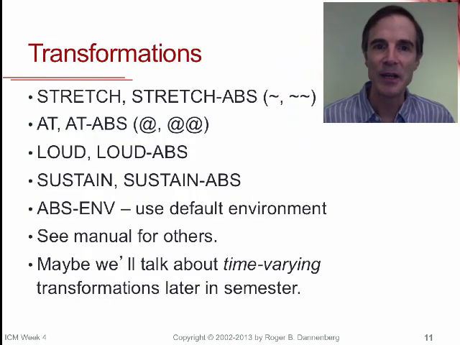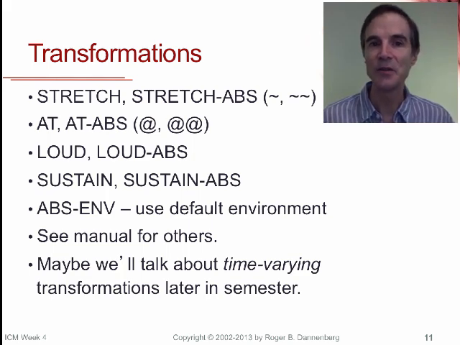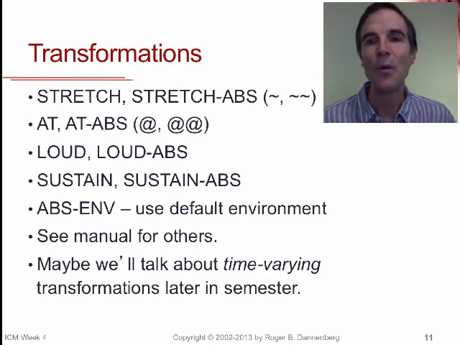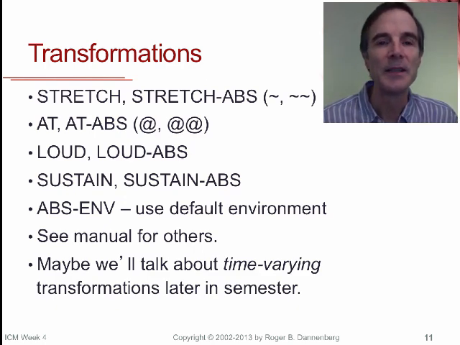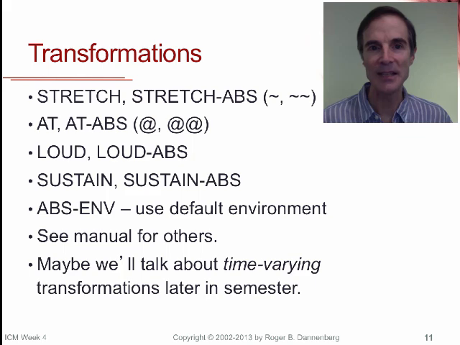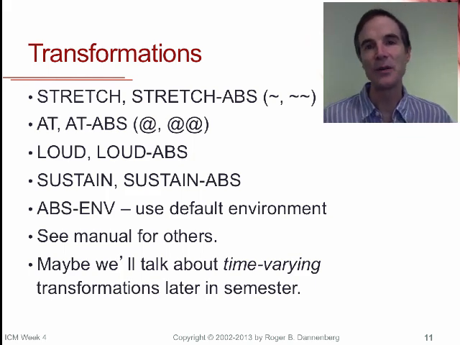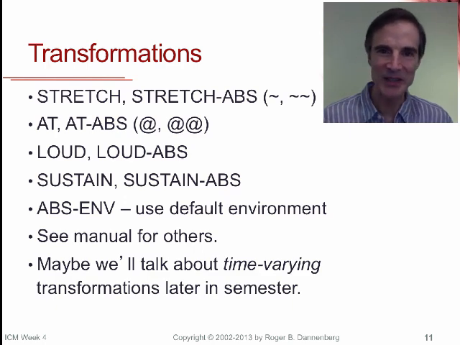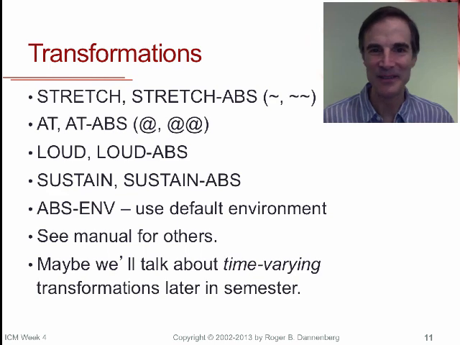We have lots of transformations in Nyquist. We've been talking about stretch and stretch abs. These are actually available in a functional form. You can write the word stretch, open parenthesis, how much to stretch by, and then write an expression. Or you can use these infix operators. Similarly, time shifting is done by the at transformation, and there's an at abs, and we represent those appropriately by the at sign. Other transformations don't have special operators. We just don't have that many special characters. This is not APL, if you've ever taken a look at that language. So we use symbols like loud, sustain, and those are other transformations.